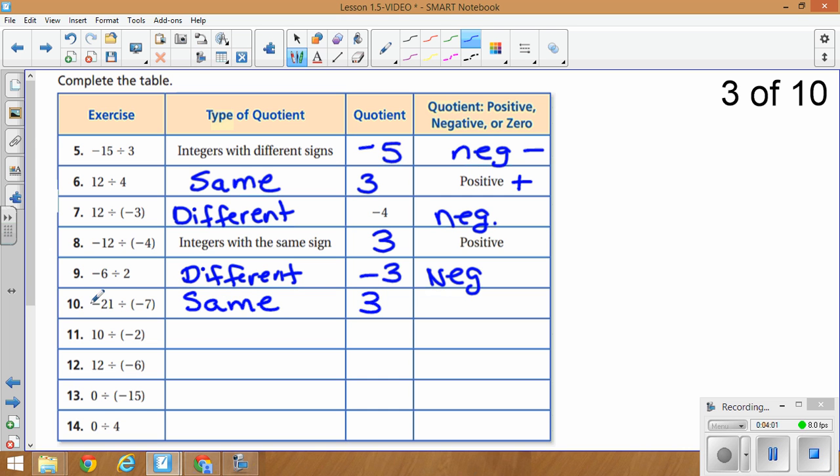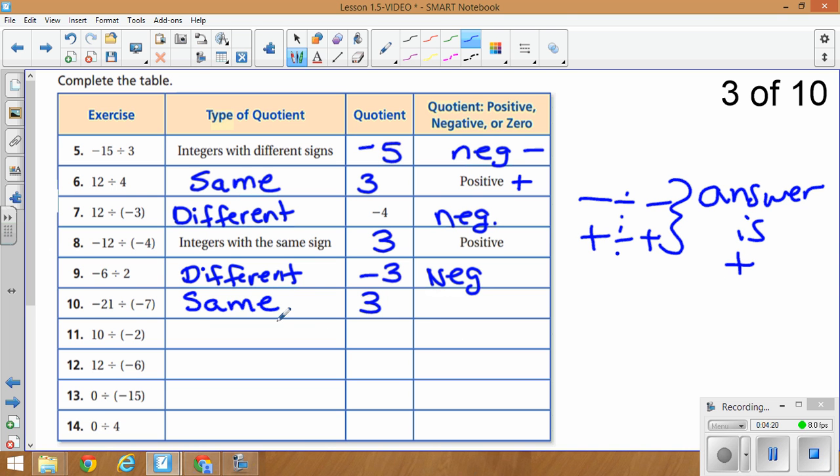This one confuses a lot of students because they see 2 negatives and think the sign should be negative. But remember, when we have 2 negatives or 2 positives in multiplication or division, our final answer is always positive. So 21 divided by 7 is 3, so our solution is positive. Number 11, 10 divided by negative 2. The signs are different, so my answer must be negative 5, and I get a negative solution.